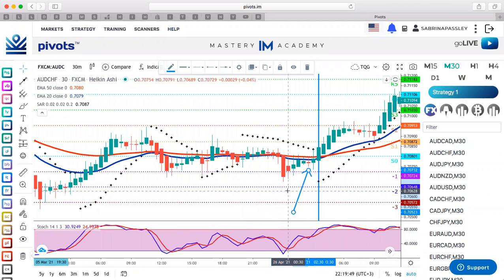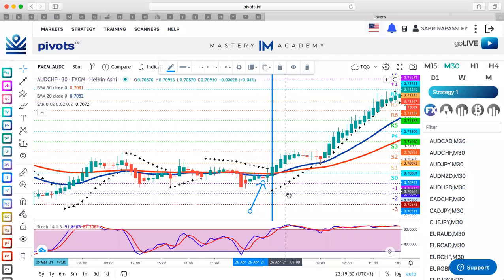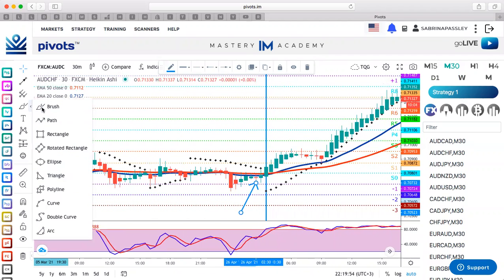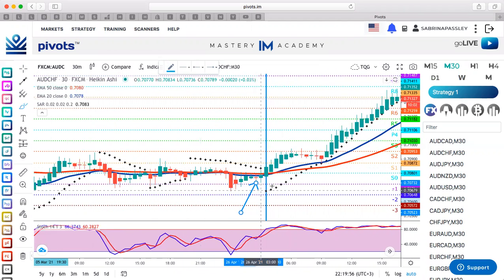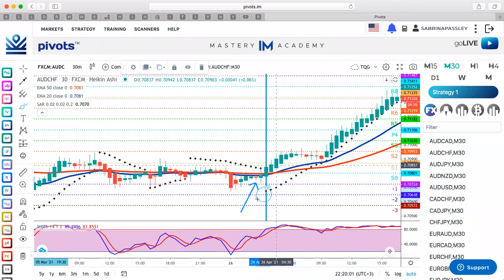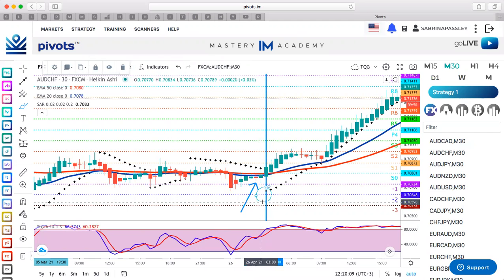The next thing I'm looking out for would be a parabolic SAR below my qualifying candle. Well, yeah, qualifying candle, the candle that broke the structure. And I see one parabolic SAR right here.